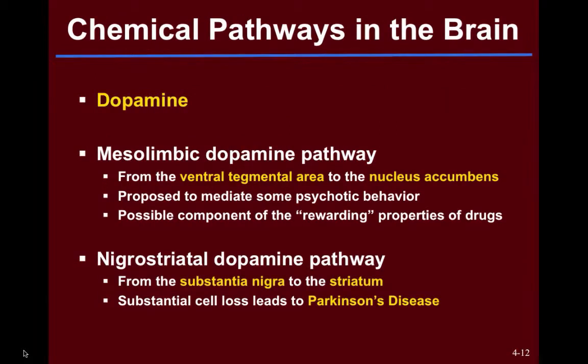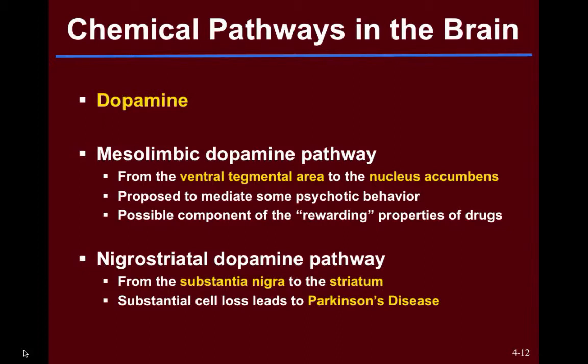So digging into the brain a little bit more in detail, we're going to be looking throughout the semester at specific chemical pathways in the brain, ways that drugs can either interfere or amplify certain chemical pathways. So we'll talk about a few. We'll start with dopamine. That tends to be one that people are familiar with. Dopamine actually has two separate pathways in the brain, the mesolimbic and the nigrostriatal.